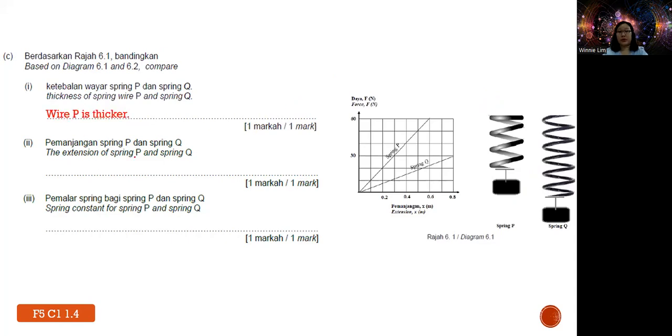So this is the way you write the answer. Or you can use the greater sign again. Or you say spring P is thicker than Q. Then extension of spring Q is longer. Spring constant for spring P is higher.